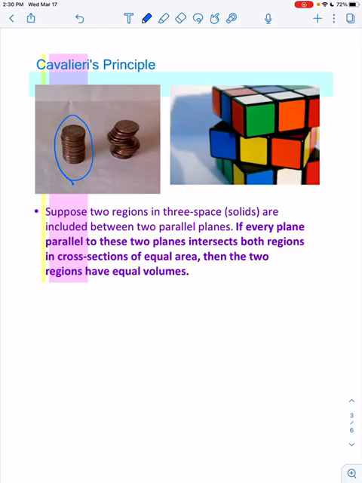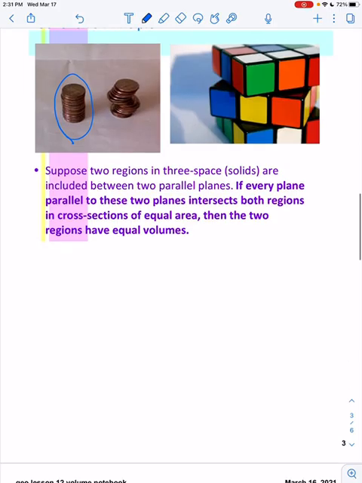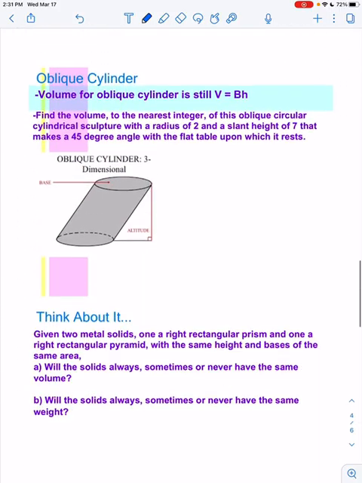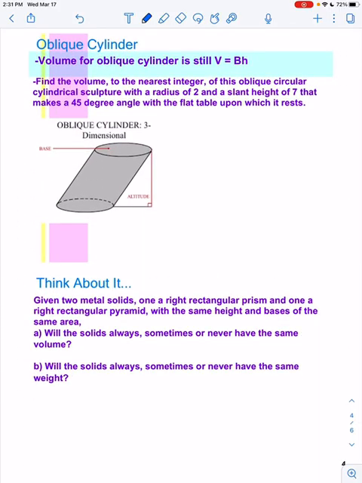Same with the Rubik's Cube. When you twist the Rubik's Cube, you're not changing the volume, the space that it takes up, you're just making it look different. So that's what Cavalieri's principle is. And this kind of relates to the idea of an oblique cylinder, right? Find the volume to the nearest integer of this oblique cylinder. And again, it's the same as finding the volume of a regular cylinder. All you need to know is the area of the base times the height.